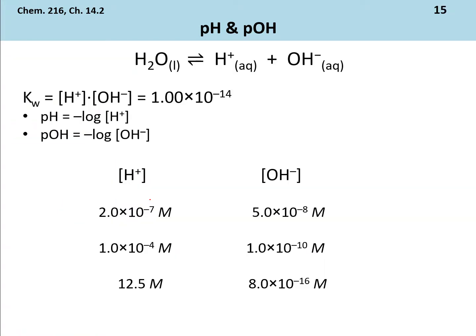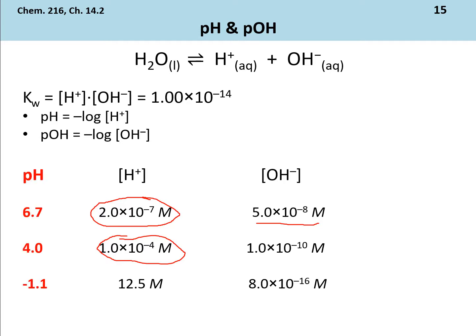So let's go ahead and think of those ones we had earlier. We had 2 times 10 to the negative 7th molar H plus. We calculated the OH minus associated with this. If I calculate the pH of this, I get 6.7. My 1 times 10 to the negative 4 molar H plus would be a pH of 4. And my 12.5 molar H plus would be negative 1.1. Now, that's my pH.